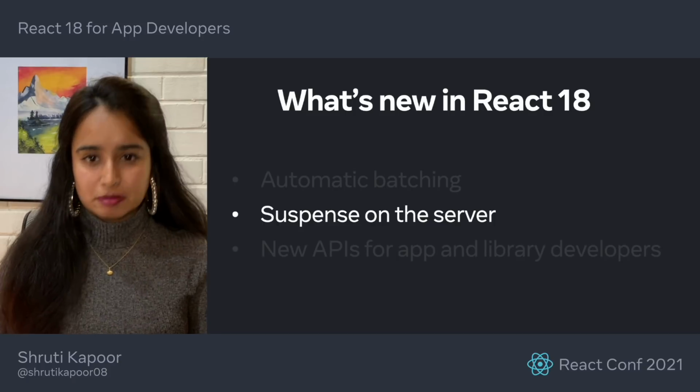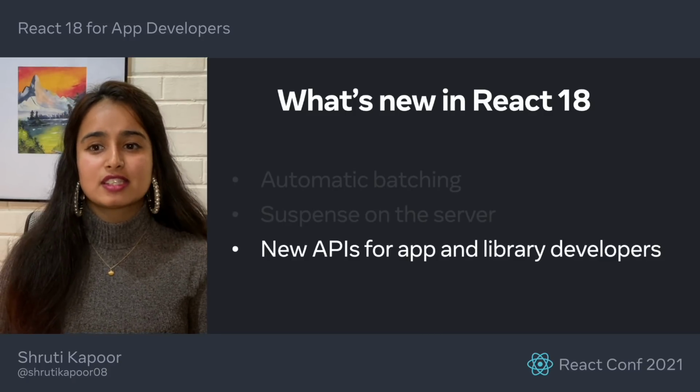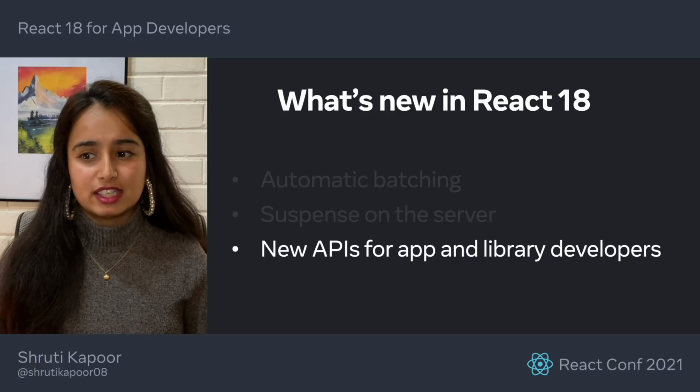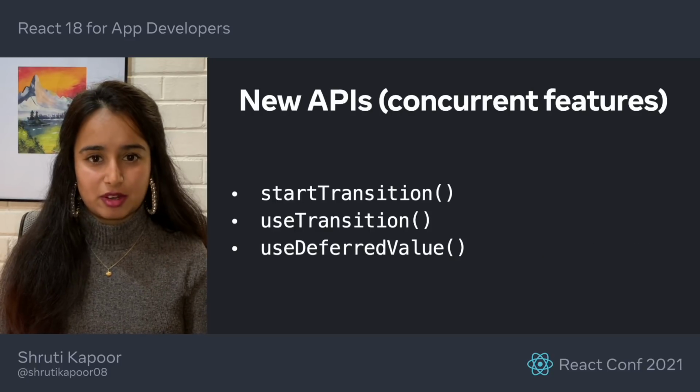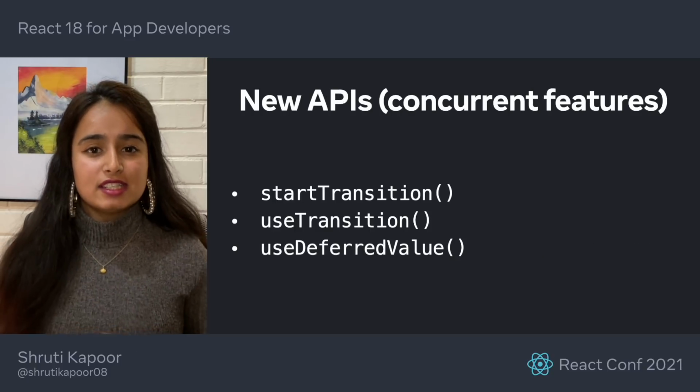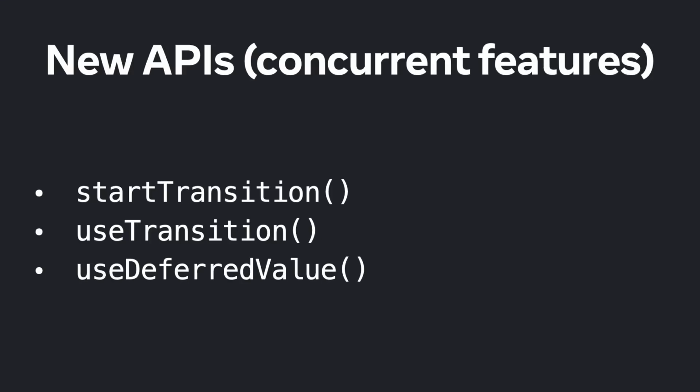Alright, so we talked about Suspense on the server. Now let's look at some new APIs that are added in React 18 for application and library developers. React 18 adds a few new APIs called concurrent features. They let you improve your application's performance by marking some state updates as non-urgent to keep the browser responsive. Some of them are startTransition and useDeferredValue. I won't dive into all of them, but we'll see a demo of useDeferredValue later and look at how to upgrade an app to React 18 as well.